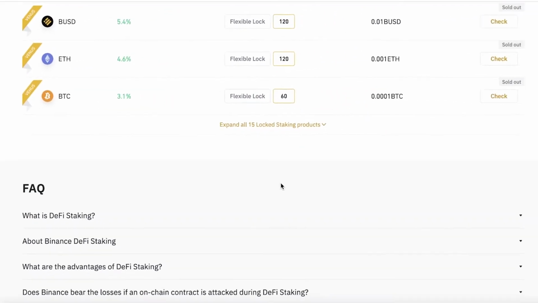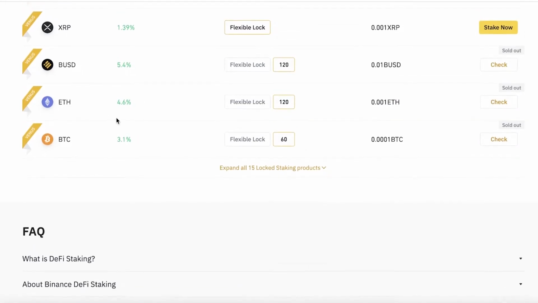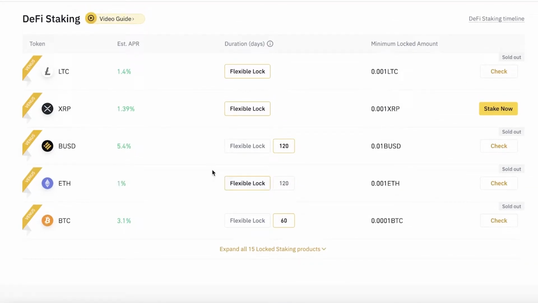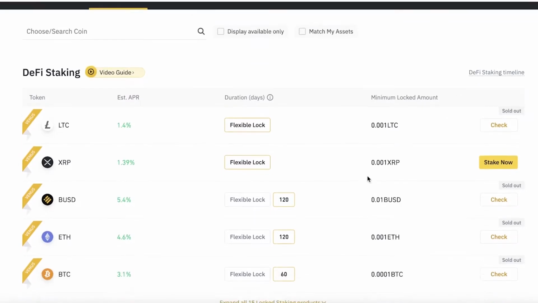Now, DeFi staking is available for Ethereum over here. And the estimated APR for DeFi staking is 4.6%. You also have the lock duration date. You can choose a flexible lock or a specific number of days and the minimum amount that is required for you to be able to stake.